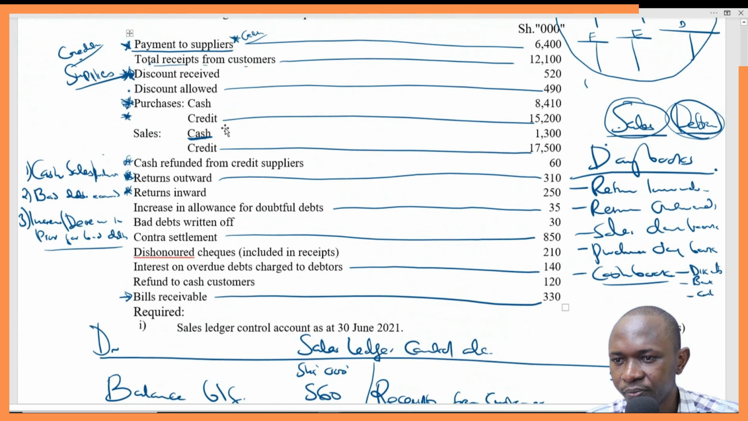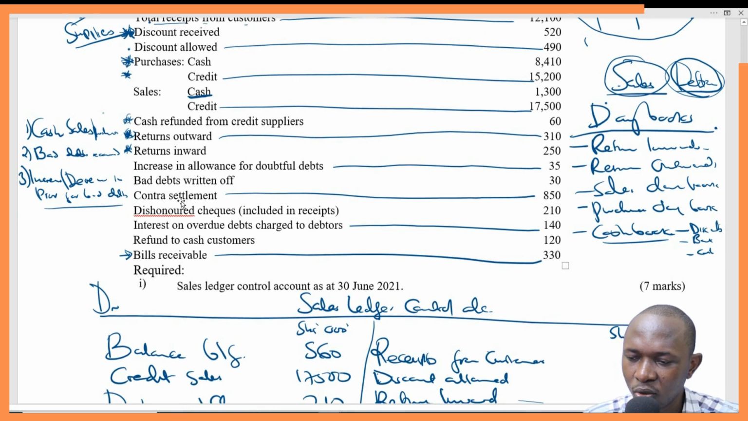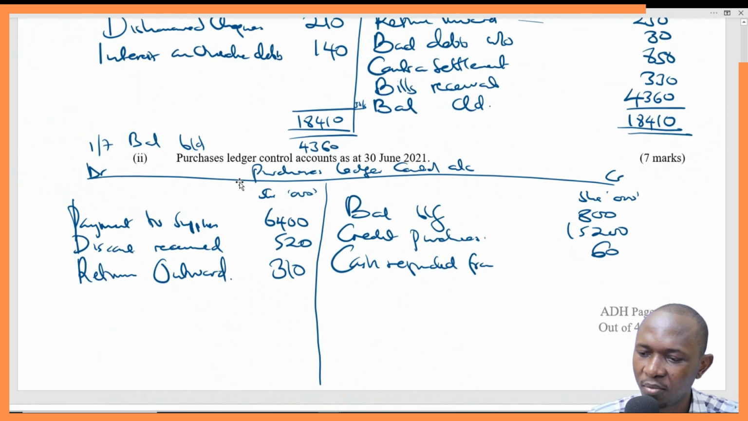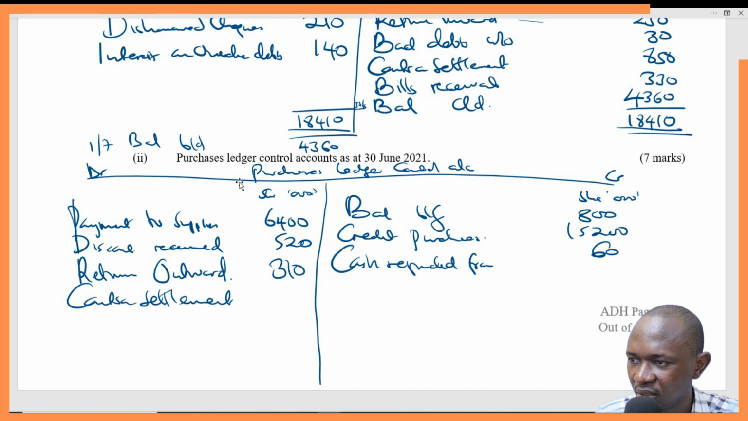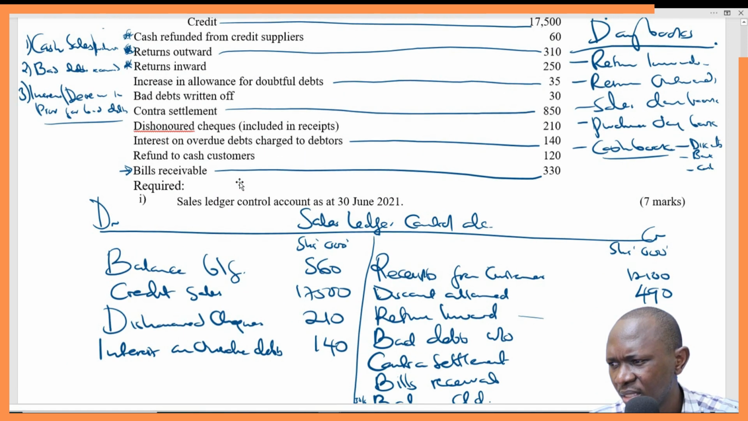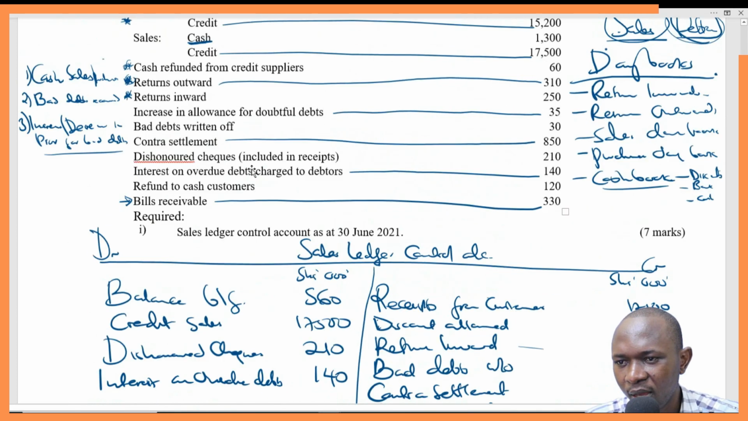Then next, increase in allowance for doubtful debts, leave that one. Return inward, that one is for sales. Bad debts, for sales. Contra settlement, we'll have this contra settlement. You see it has the effect of debit sales, credit the purchases ledger. And how much is the figure? 850. I think we had explained this. So 850, like that.